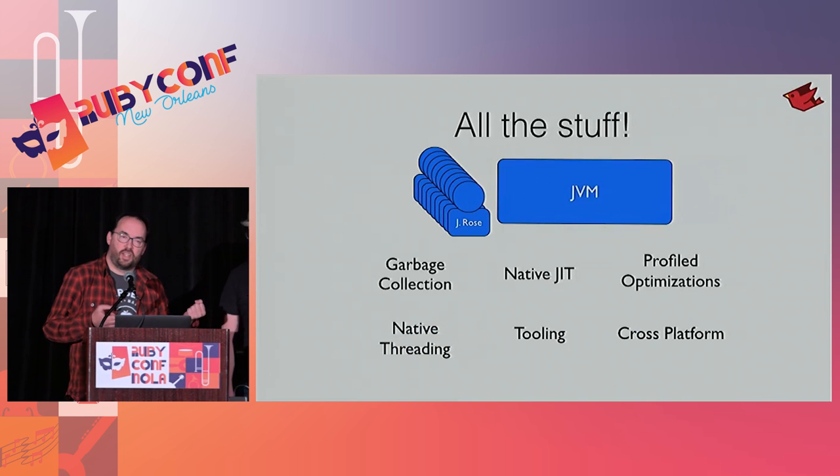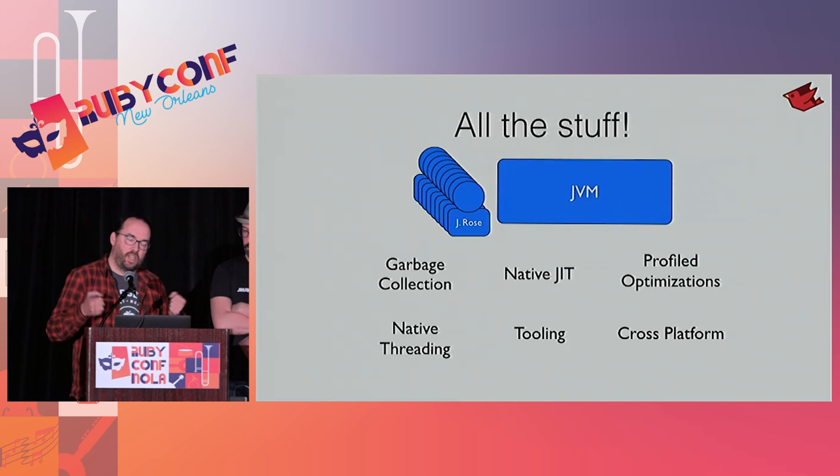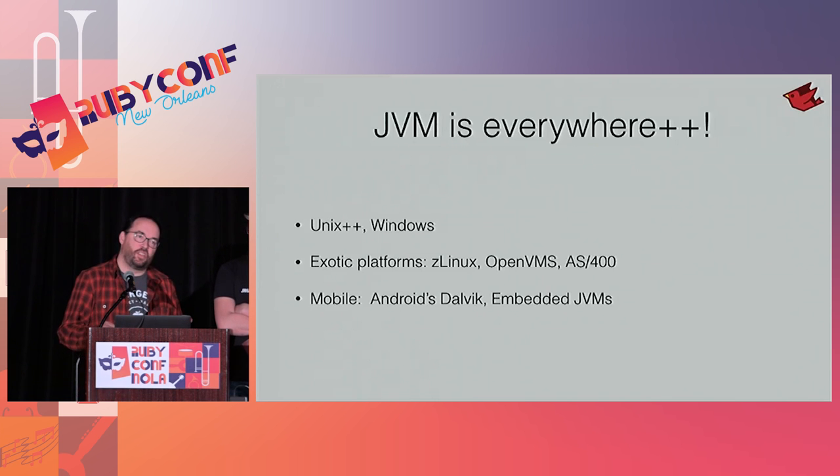Java's based on native threading, so this is one of the big differences between JRuby and CRuby: we have native threads. So we can light up all the cores. There's lots of tooling for us to debug problems, and it's cross-platform. And when I say cross-platform, I mean the JVM is literally everywhere. From normal platforms to IBM mainframes, we actually have a user on an IBM mainframe, Android, microcontrollers, you name it. So JRuby actually gets a lot of reach just by being built on the JVM.